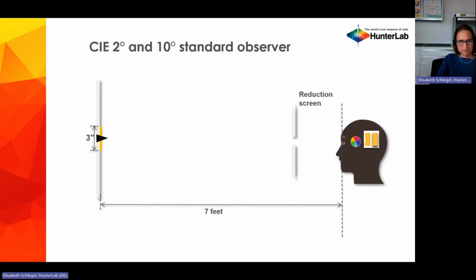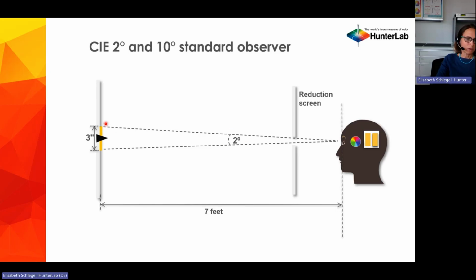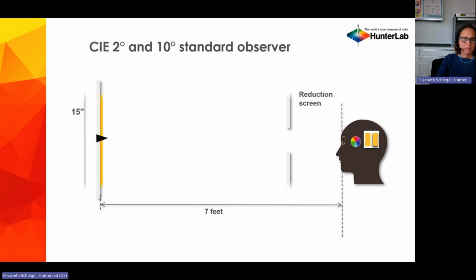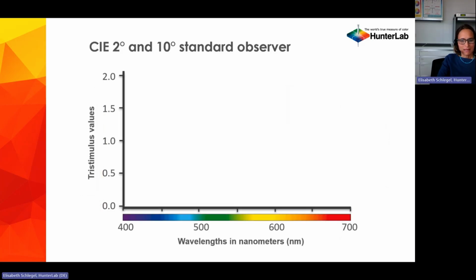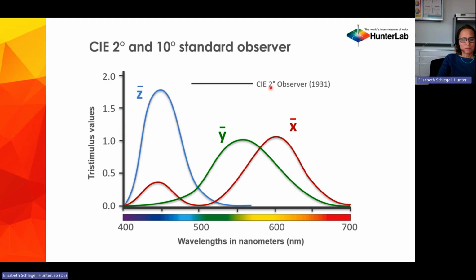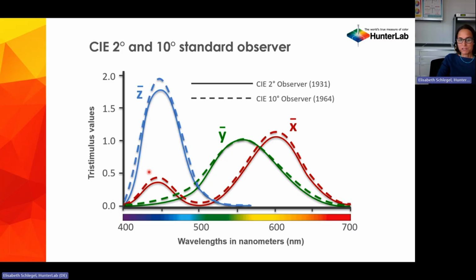And so the whole setup is a little different, as you see. If I have a 2-degree opening angle, I have only this small area that I can see. And if I use a 10-degree opening angle, it's a much wider screen I can see. And of course, now we have 2 standard observer functions, or actually 2 times 3 standard observer functions. This is the 2-degree standard observer as we saw it beforehand. And now we have a new one, the 10-degree standard observer, which is slightly different, as you can see here. Especially here, it differs a lot.